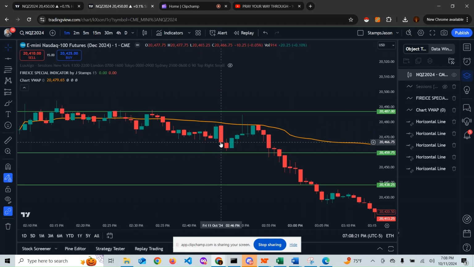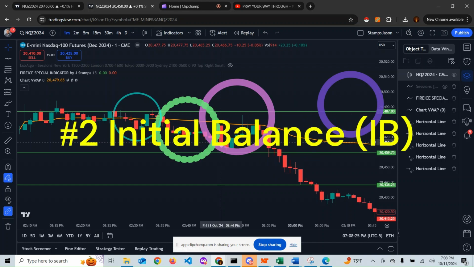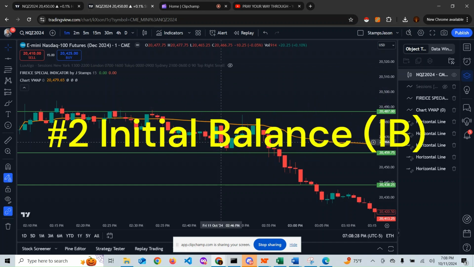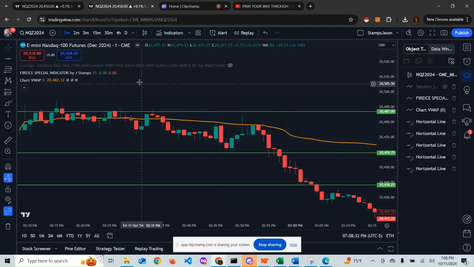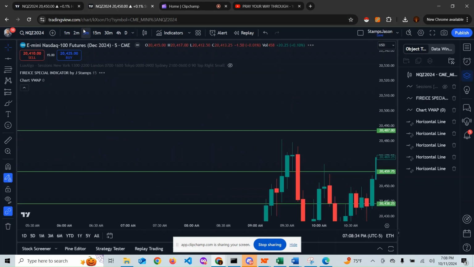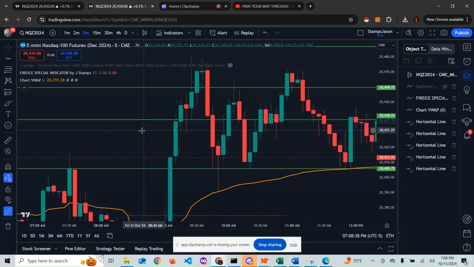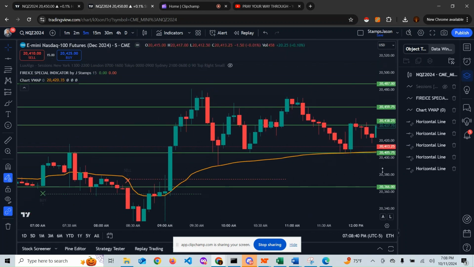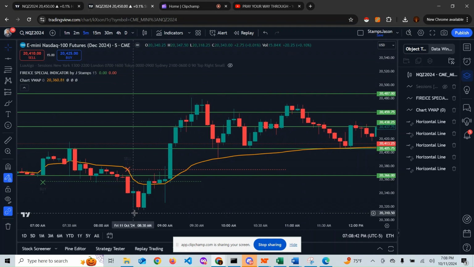All right, so the next thing we want to take a look at here is what people refer to as initial balance, or the first hour of the trading day. And you can usually look at this on a 5-minute chart. It really doesn't matter. But this is going to be from market open, which for me is 8:30 Central Standard Time to 9:30. So you got the 8:30 here, and then you have the 9:30 candle here.